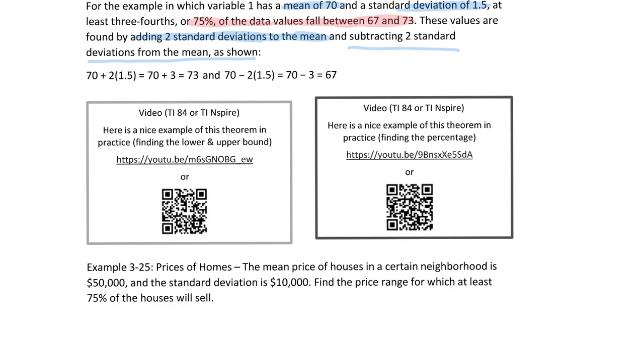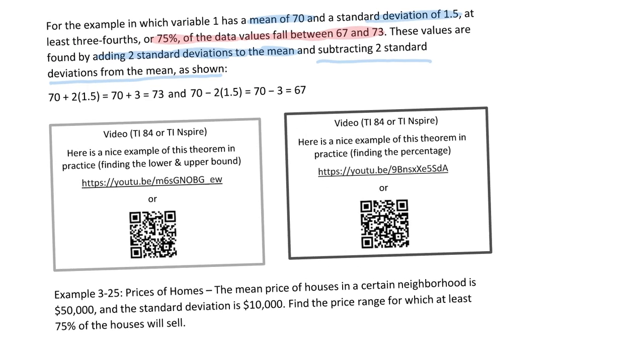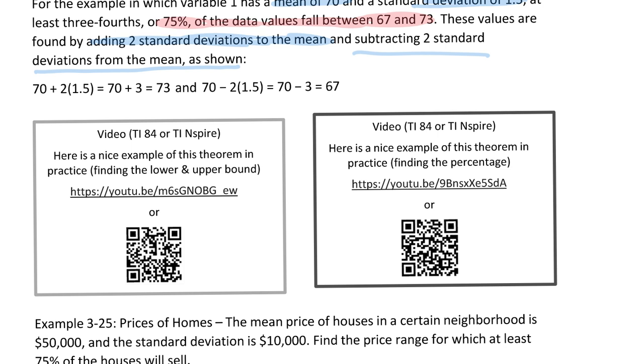They've already done this for you, but I want to show you what this looks like as well. We can use the fact that the average, or the mean, is 70, and we're going to go 2 standard deviations, with the standard deviation of 1.5. So they did 2 times 1.5. That would be 70 plus 3, which would be 73. And then 70 minus 2 times 1.5 would be 70 minus 3, which is 67.